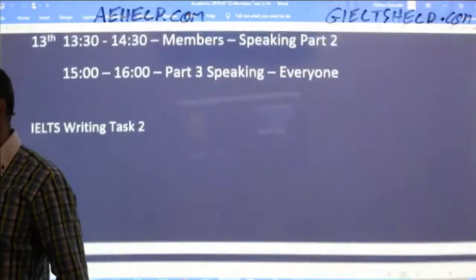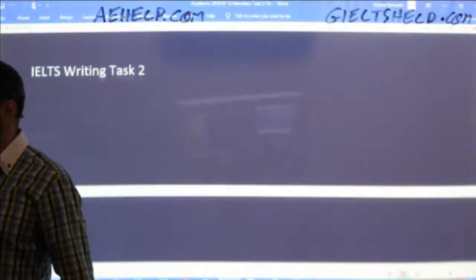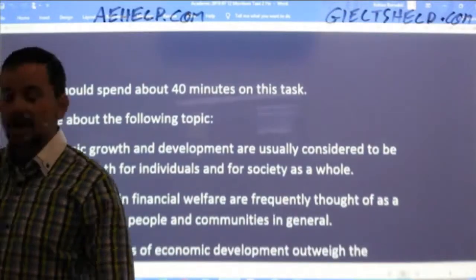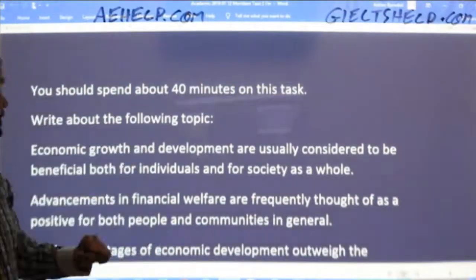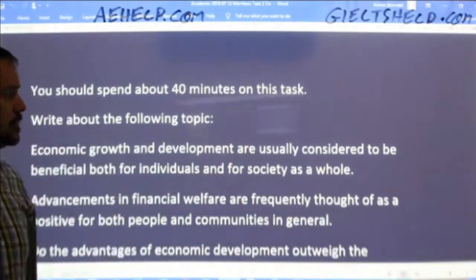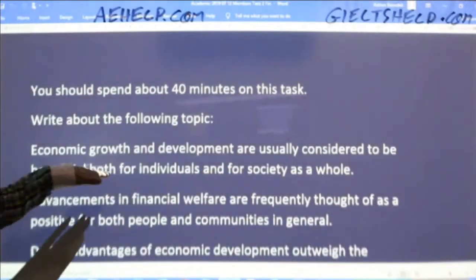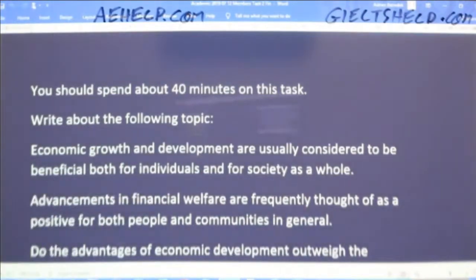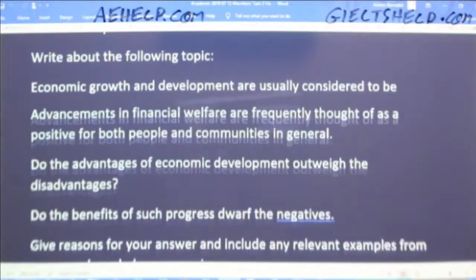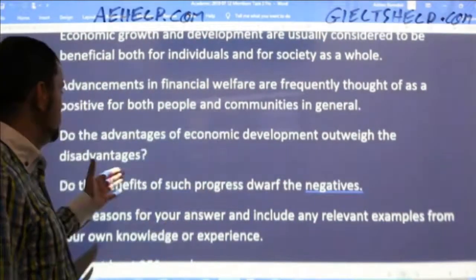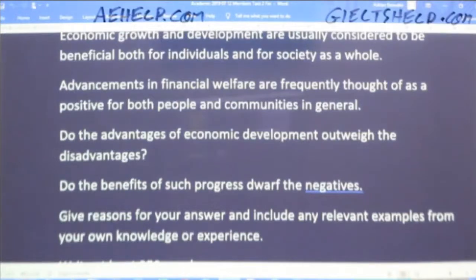Good to see it. So here's our writing task 2. Should still be fresh in our minds. You should spend 40 minutes on the task. Economic growth and development are usually considered to be beneficial both for individuals and for society as a whole. Do the advantages of economic development outweigh the disadvantages?